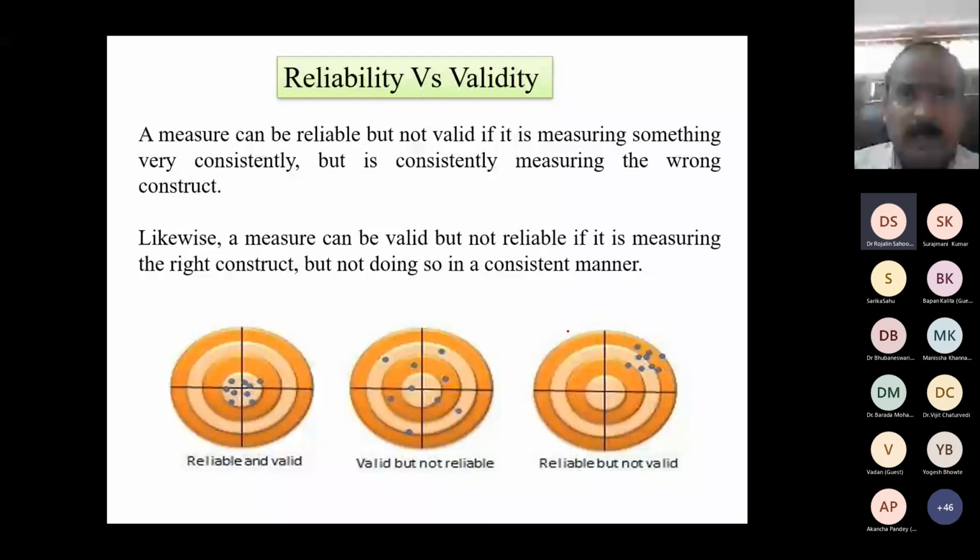So a simulation will be done. There will be a shooting competition. One shooter made all the attempts into the first circle, and almost distributed equally to all 4 quadrants. So this is the perfect example of both reliable and valid.